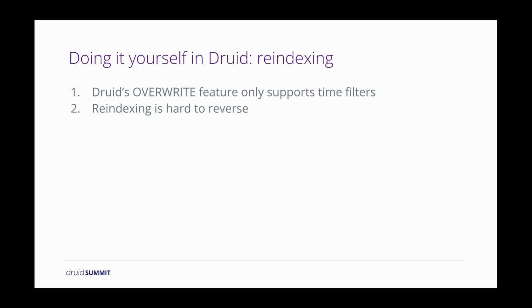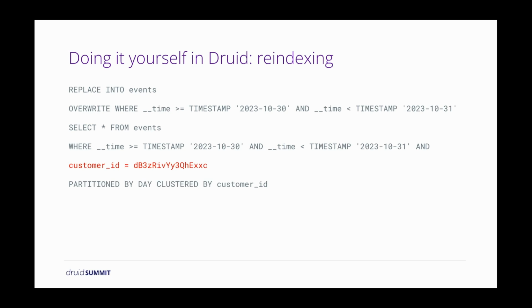The second issue is that the effective reindexing is hard to reverse if you make a mistake. You might have noticed that in the previous slide, my customer ID filter was actually wrong. It should have been a not equals, not an equals.